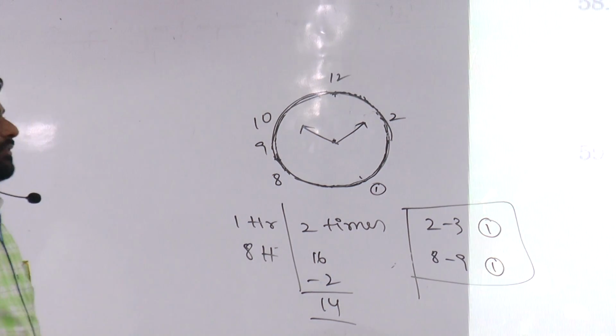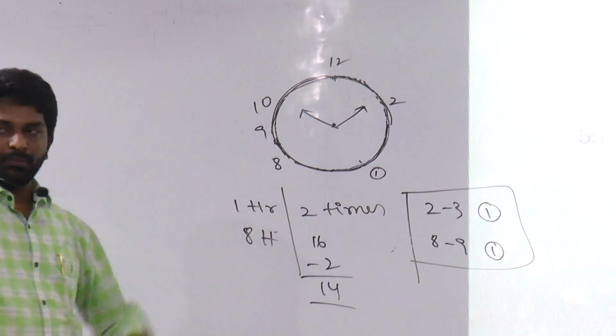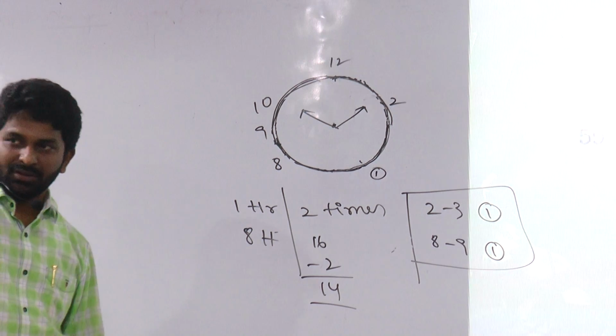What is quantity 1? 19. Quantity 1 is more than quantity 2.